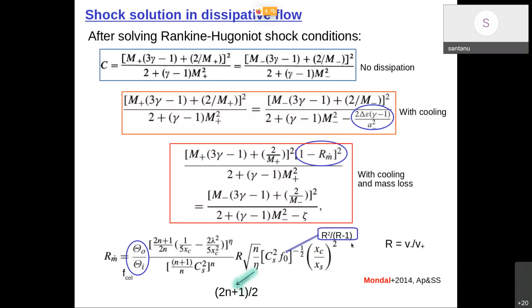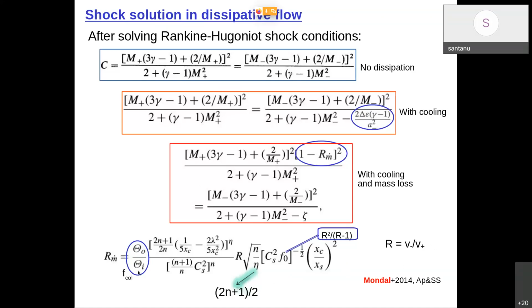As we know, at the shock we see a velocity jump. So this R is defined by pre-shock velocity divided by post-shock velocity. So post-shock velocity decreases after the shock, that means matter is compressed, and N is the polytropic index, which is 1 by gamma minus 1. In all our calculations, we consider gamma equals 4 by 3, relativistic flow.